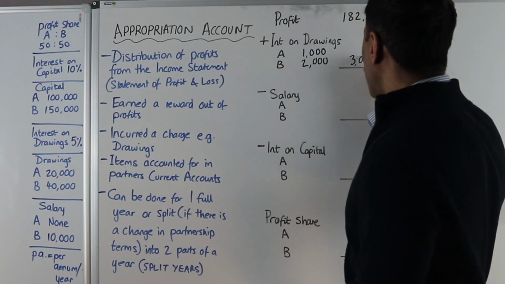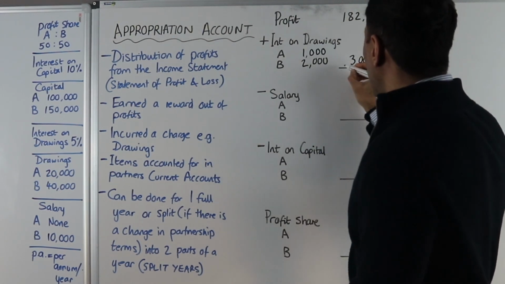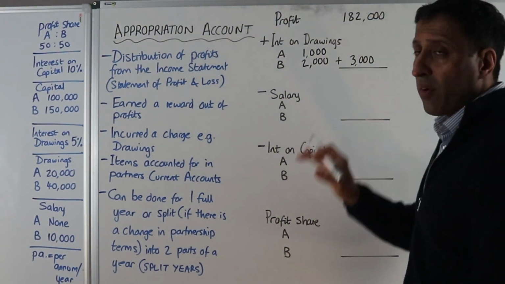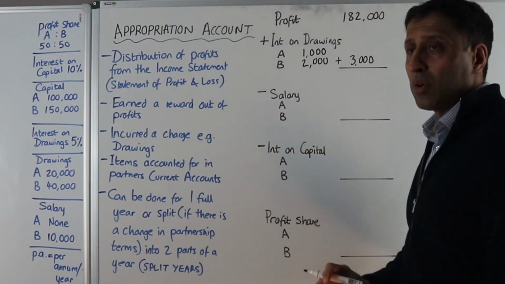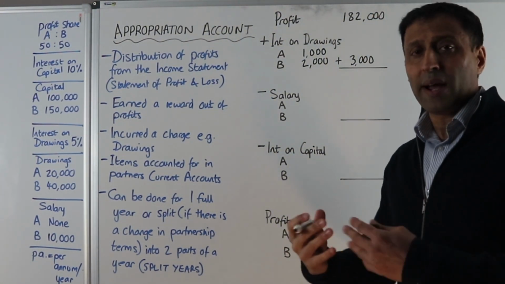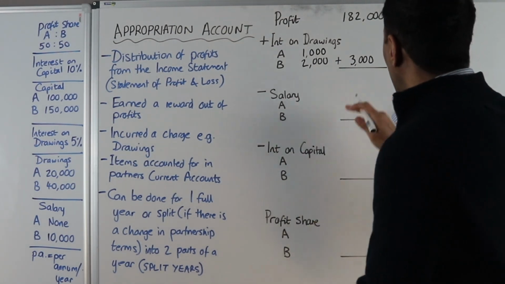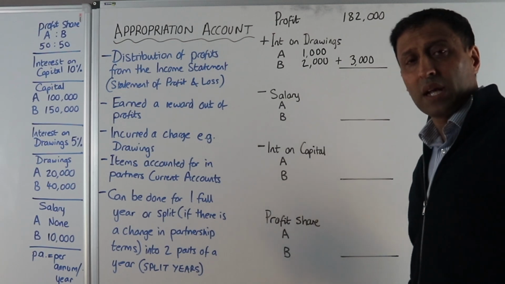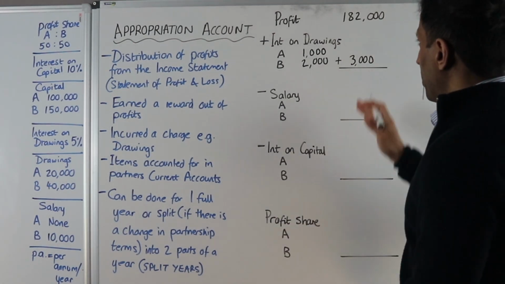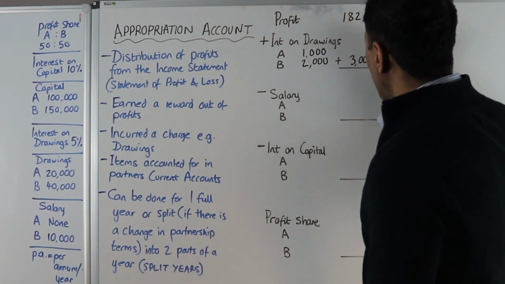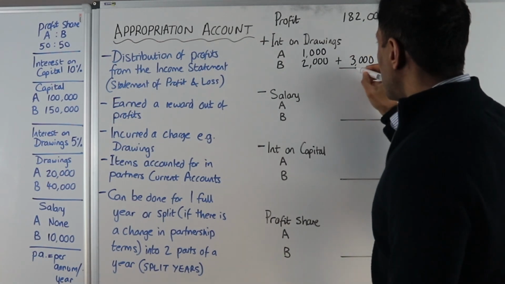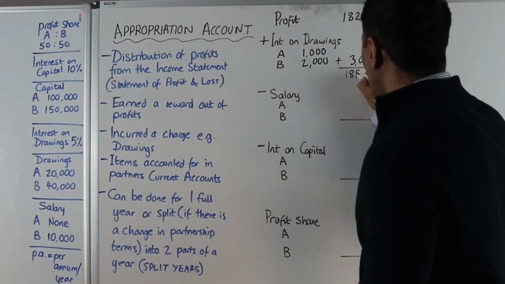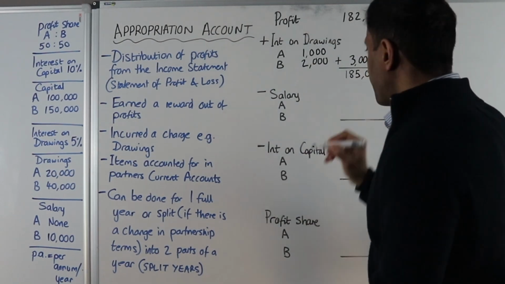We can total it up here. That gives us 3,000. Now, this is going to be added on. We need to add interest on drawings to the profit that's already there, because interest on drawings is a charge to the partners and adds onto profits. So we're going to add that on. Now we are running downwards vertically in the appropriation account underneath the profit figure. So we've got 182,000. The total interest on drawings is 3,000, and therefore we're going to add that on. That gives us a running total of 185,000.